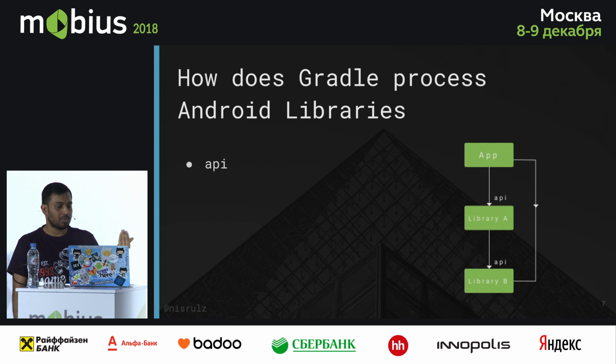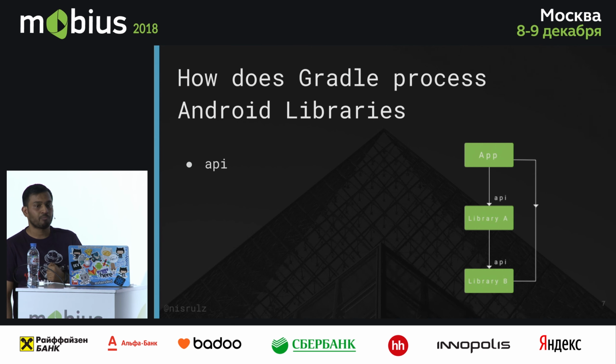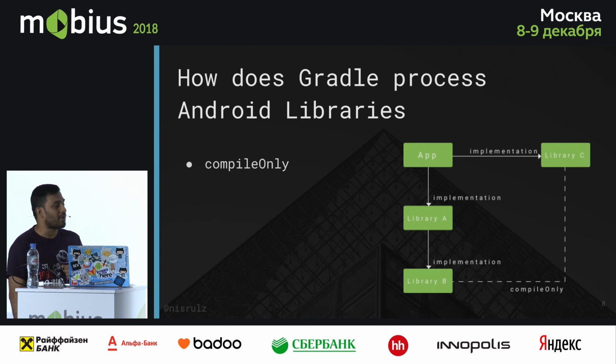Herein, the same example applies. App is referencing library A with the API keyword, and then library A goes on to reference library B using the API keyword. In this case, though, app is able to see all the classes in its class path that are there in library B. OK, so this covers the general rule of how the dependencies are getting pulled in. There's a third keyword which most people don't know about, and this one is called compileOnly.